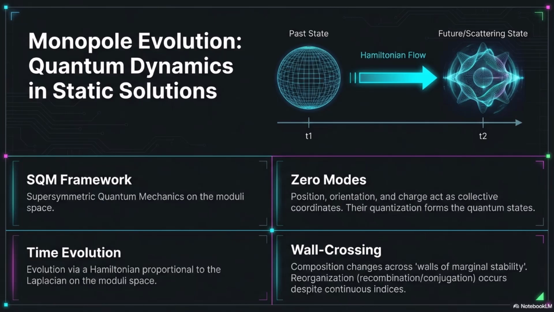Not quite, no. In standard physics, a particle has a position. In this supersymmetric quantum mechanics, or SQM as they call it, things like position, orientation, and charge are collective coordinates. They define the state itself. And they're called zero modes because they're the low-energy ways the system can change without breaking apart. But the document suggests they do sometimes break apart. There's a term here I circled, wall crossing. It mentions walls of marginal stability.